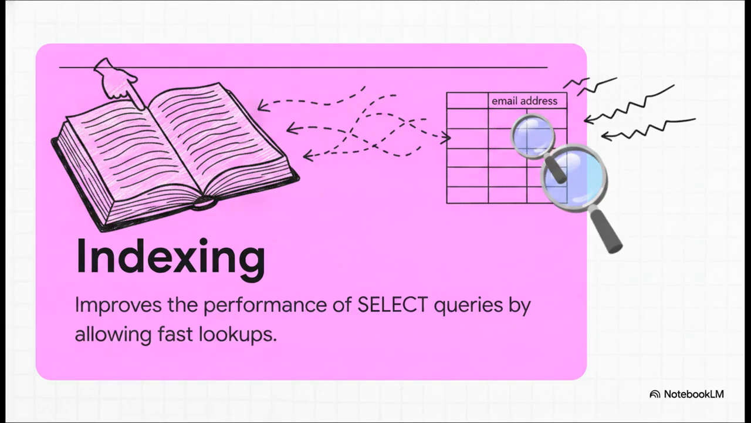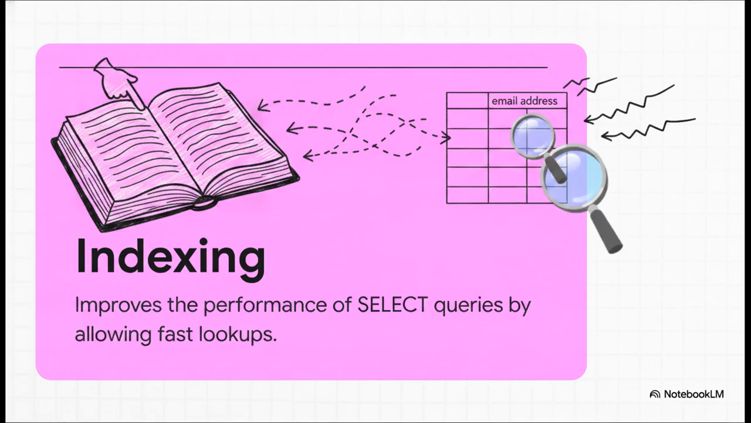So we're joining tables and nesting queries all over the place. How do we keep this newly complex math from slowing down the app? Two words: database indexing. The concept here is beautifully simple. It improves the performance of your select queries by allowing lightning-fast lookups. Think of it literally like the index at the back of a massive textbook.